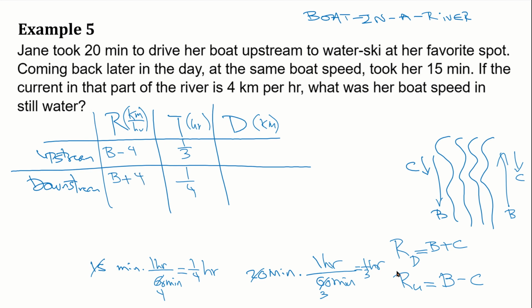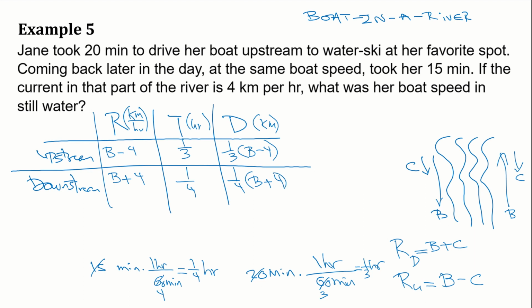Now, what about the distance? Well, remember, rate times time equals distance. So 1/3 times B minus 4 will be my distance upstream, and 1/4 times B plus 4 will be my distance downstream.